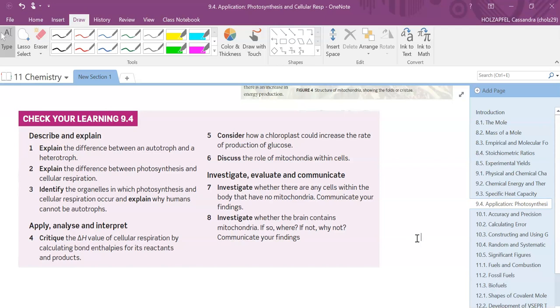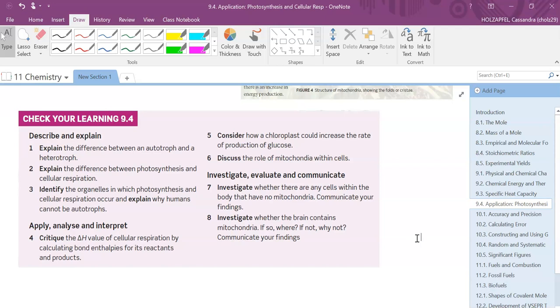Cellular respiration is the exact same process but in reverse, and during cellular respiration energy is released, so it's an exothermic reaction. We also kind of know that because we feel warm. So if you were to touch your skin right now, you're losing heat to the environment, so you're an exothermic reaction.